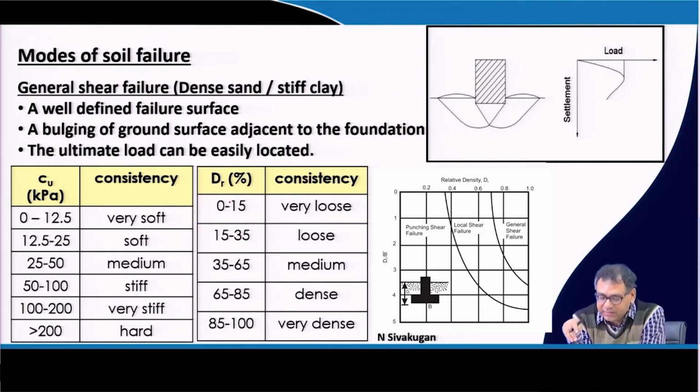So, what are the characteristics of this general shear failure? Then we will get a well defined failure surface below and outside the footing. Then we will get a bulging at the ground surface adjacent to the foundation, and for the ultimate load we will get a peak in the load settlement plot, and we can easily identify the ultimate load of the foundation.